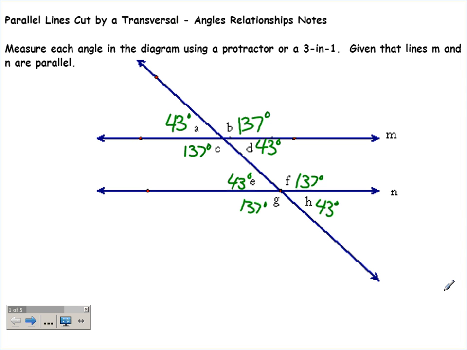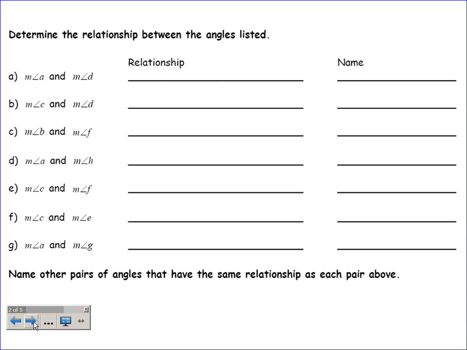Now it says determine the relationship between the angles listed. Okay, so let's look at A and D. What are the measures of A and D? They're both 43 degrees, right? I'm not even sure what we're supposed to write on here. I'm just going to write 43 on there. They are congruent.